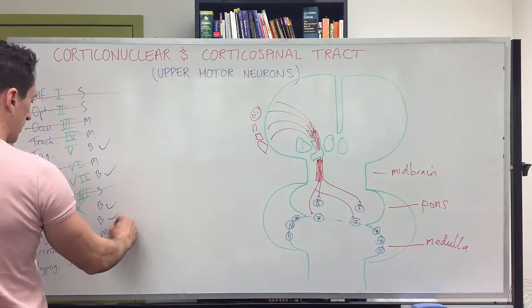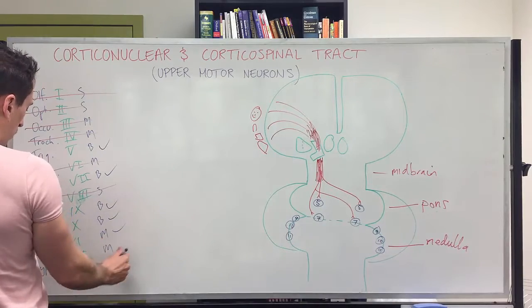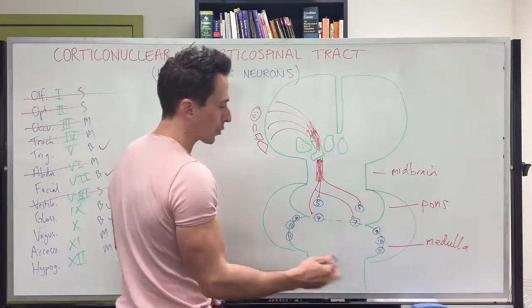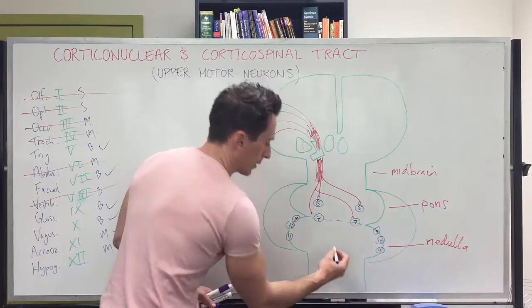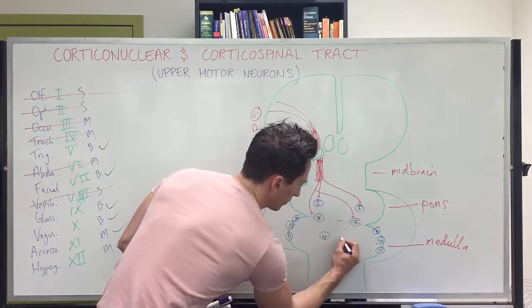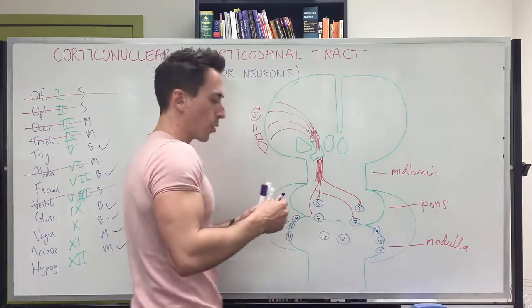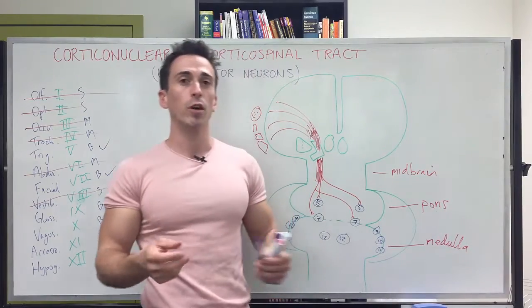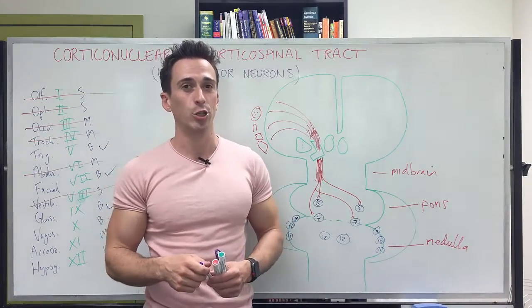Glosso, vagus, accessory. Number 12, we're up to hypoglossal. Hypoglossal is more of the medial aspect of the medulla. This is number 12. And the hypoglossal is involved in tongue movement, which we know is very important when it comes to articulation.